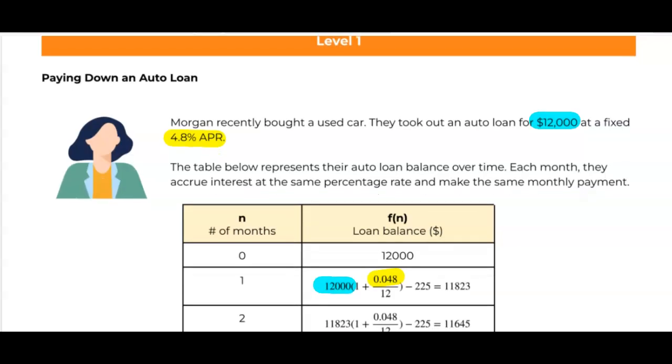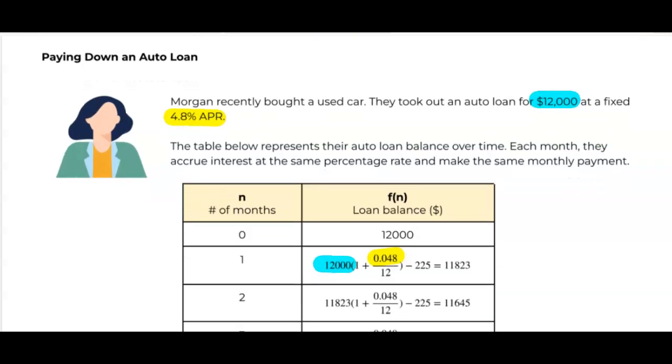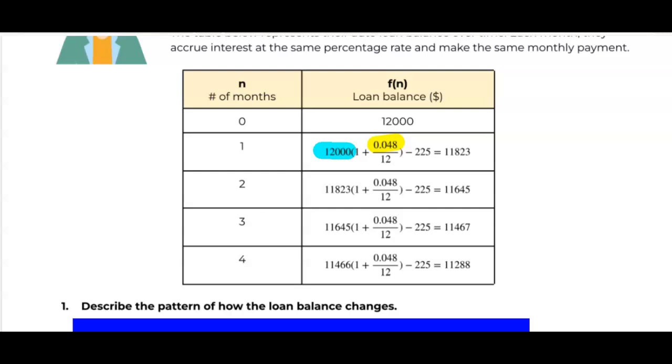Alright, so Morgan recently bought a used car. They took out an auto loan for 12 grand at a fixed rate of 4.8%, and the table below shows the balance over time. So when no months have gone by, the loan is at its full balance, $12,000. After 1 month, we've done our 1 plus formula, and you can see the 4.8% interest rate right here, and it's being divided by 12 because it's monthly.